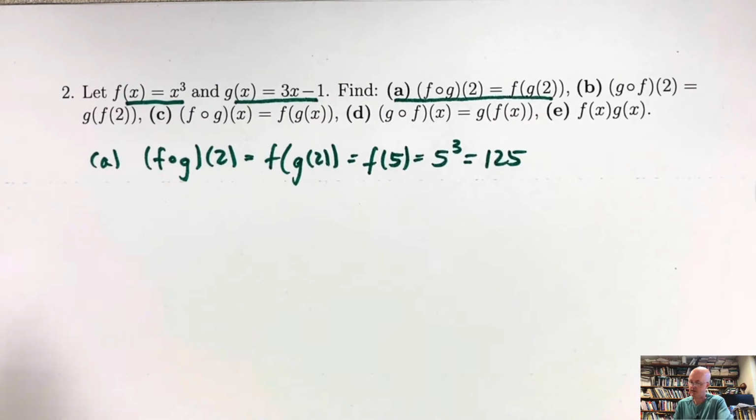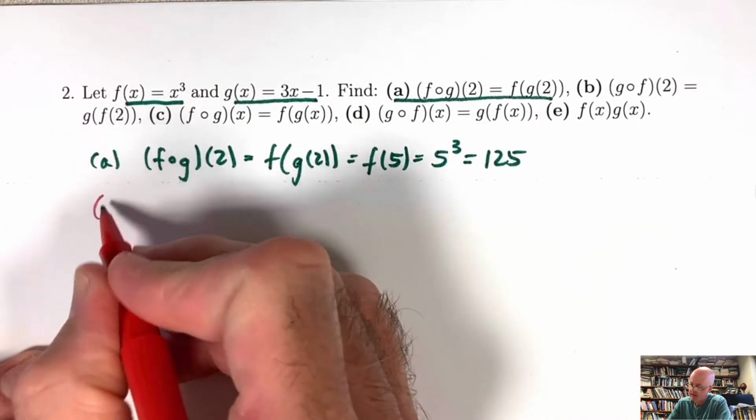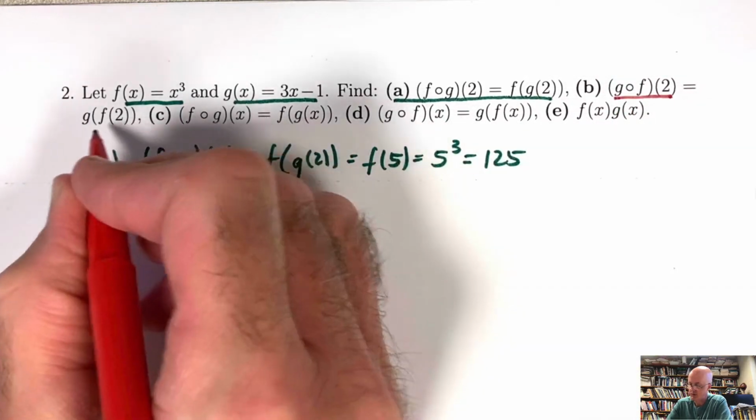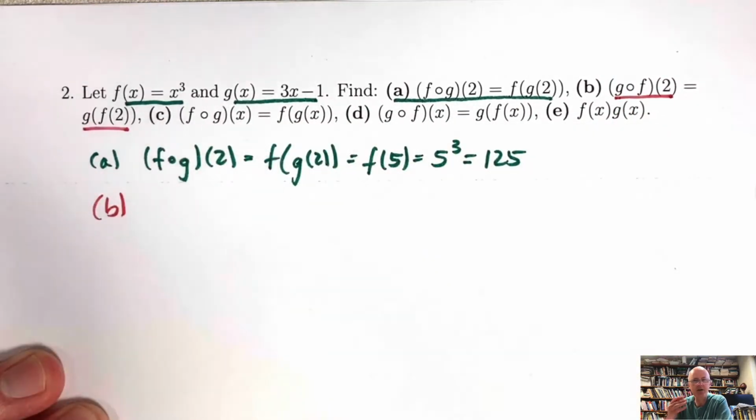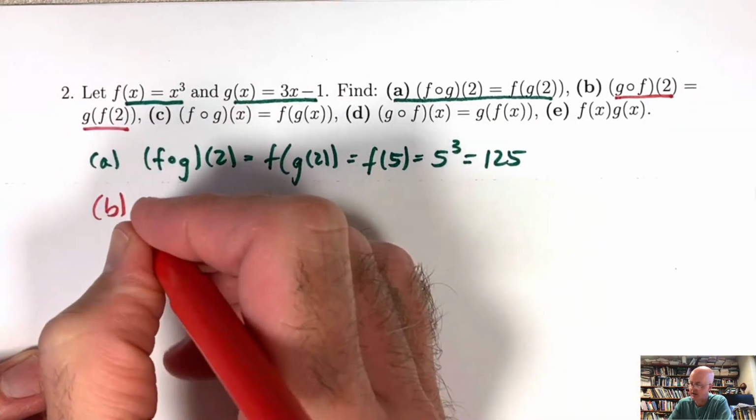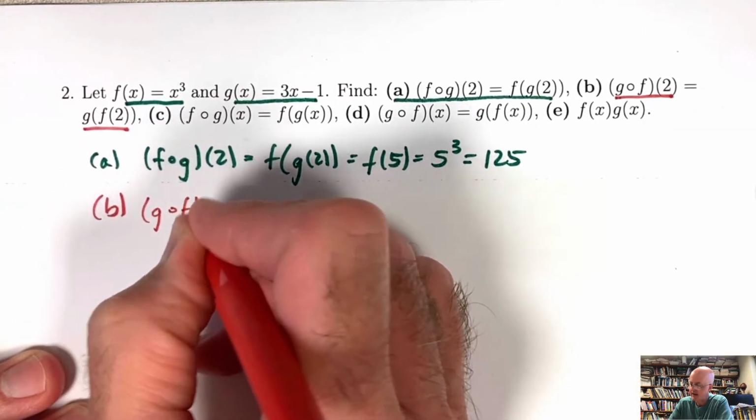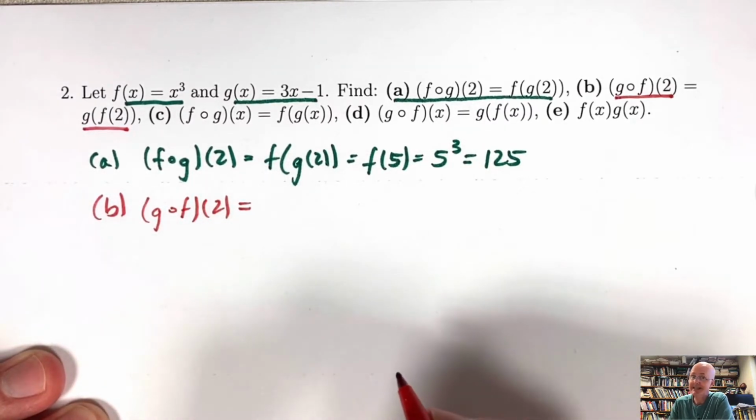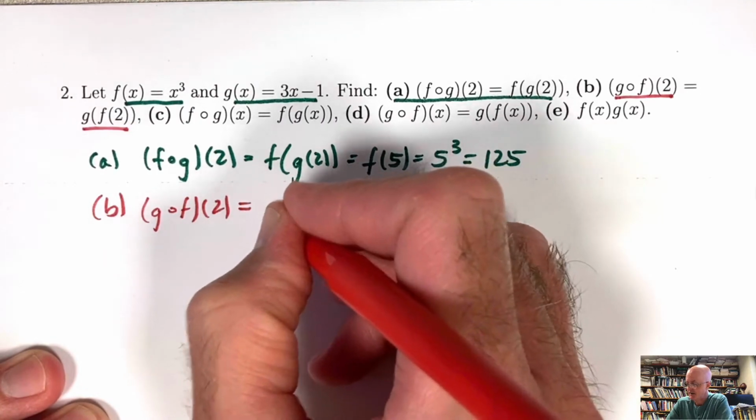Let's use a different color for part B. Part B, find g compose f of 2. g of f of 2. So now we switch the roles of f and g. f is now the inside function, g is the outside function. Do you get the same thing? Is function composition commutative? In general, it's not. Let's see what happens here.